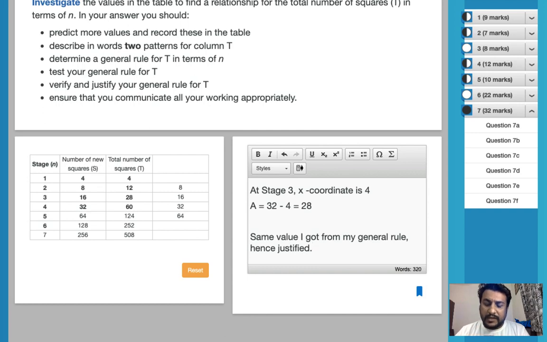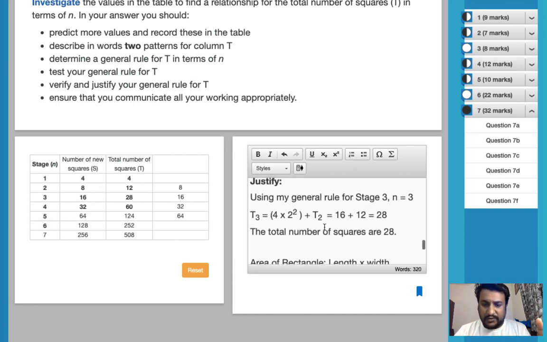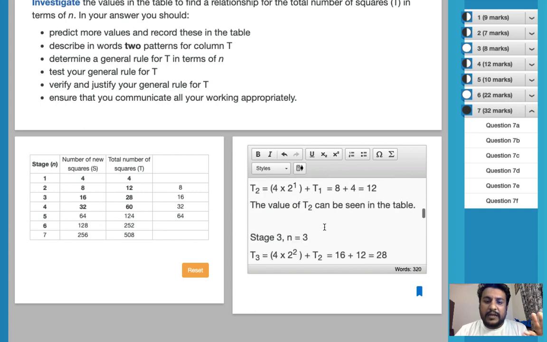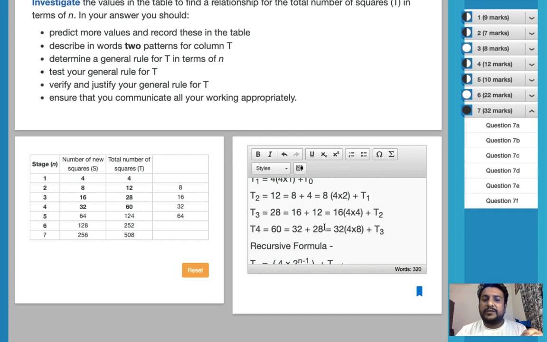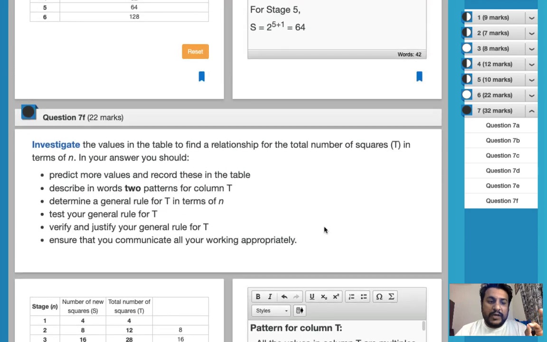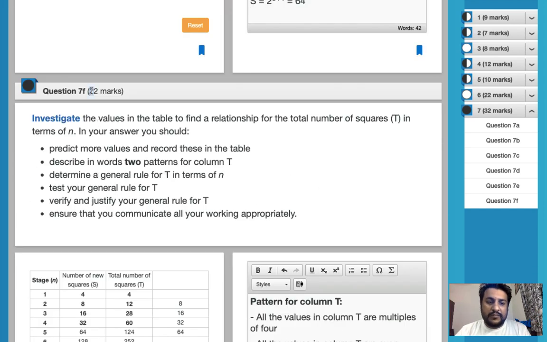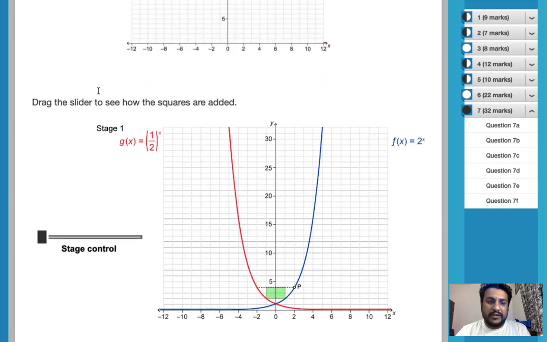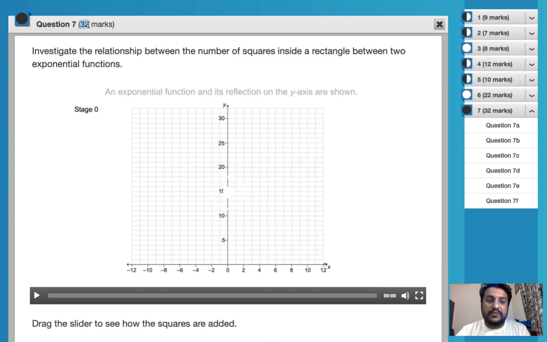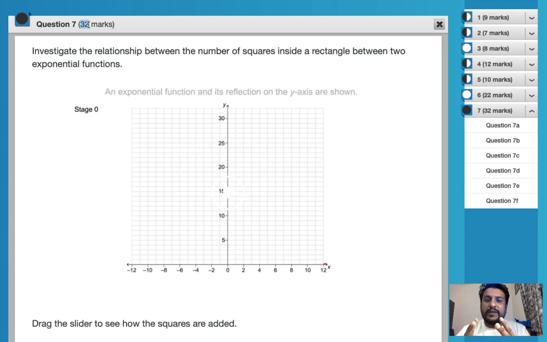Clear? Done. Now if you answer your question this way, I guarantee that you will score full marks in your criteria B, that is question number 7. The F part alone was 22 marks, and the complete question number 7 is 32 marks, which means 32% of your entire paper's total weightage. So that's how you are supposed to answer your criteria B.